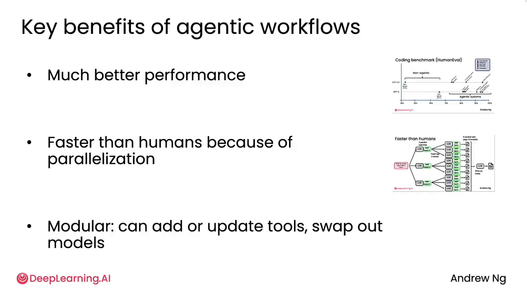So to summarize, the main reason I use agentic workflows is it gives much better performance on many different applications. In addition, it can also parallelize some tasks that humans would otherwise have to do sequentially. And the modular design of many agentic workflows also lets us add or update tools and sometimes swap out models.